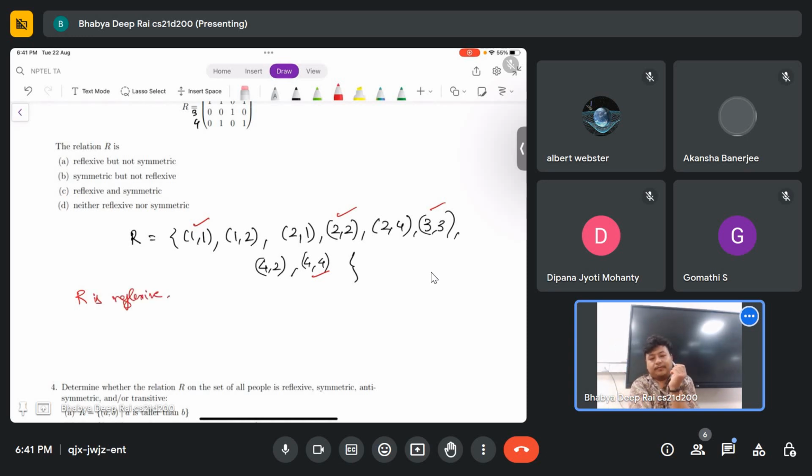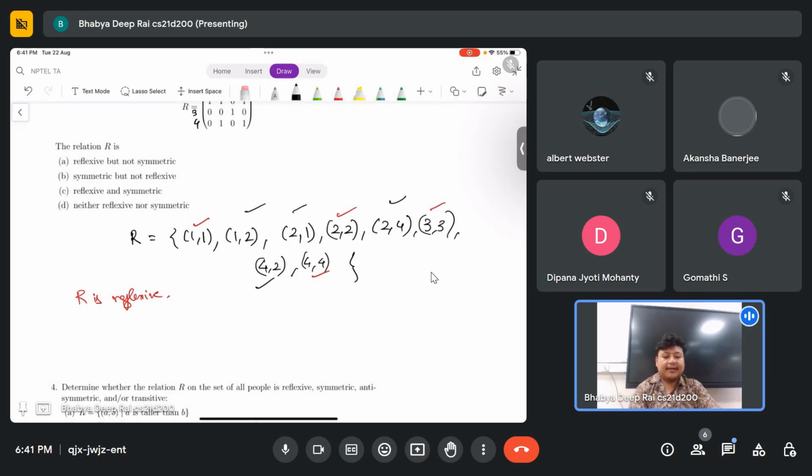Next, what do you do? You check whether it's symmetric. Okay. So flipping (1, 2), I get (2, 1). Right. So (2, 1) is there. So fine so far. And next, flipping (2, 4), I get (4, 2).